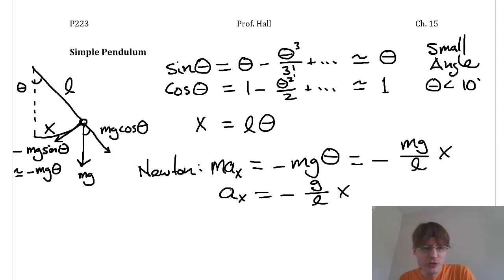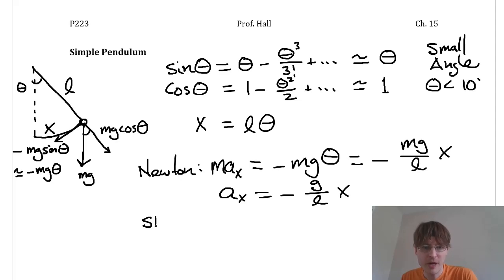So the acceleration in the x direction is just proportional to the displacement in the x direction. That's just like a spring, right? The more the spring is stretched out, the bigger it's accelerating back towards zero. Apparently the pendulum works exactly the same way, but only if it's a small angle of displacement. Okay, now what that's telling me is that this thing is a simple harmonic oscillator.